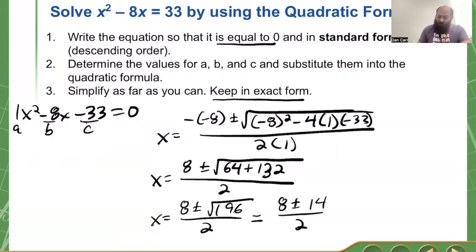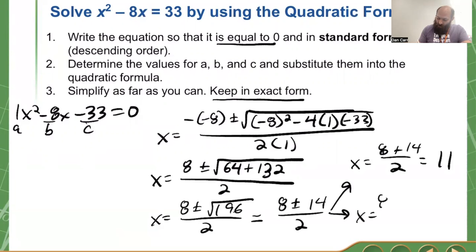To get my two solutions, I can now split them up as two different answers. The first one is going to be 8 plus 14 divided by 2. That's going to give me 22 divided by 2, which is 11. The other solution is going to be 8 minus 14 divided by 2. So I do that, and I get negative 6 divided by 2, which is negative 3. So those are my two answers, a positive 11 and a negative 3.